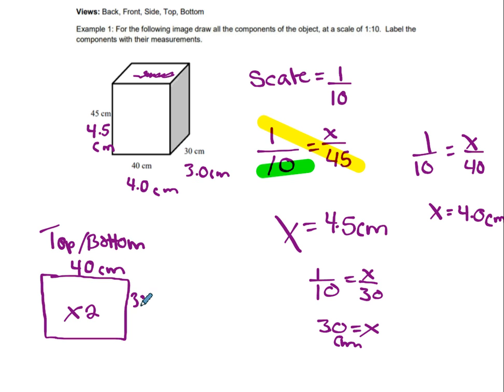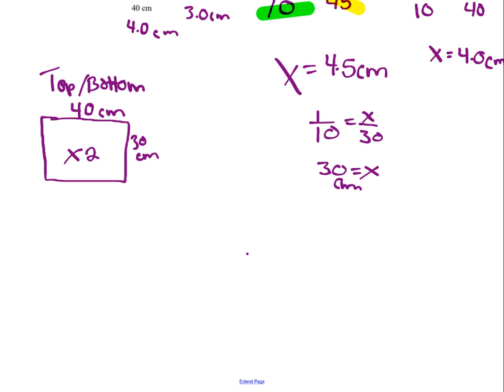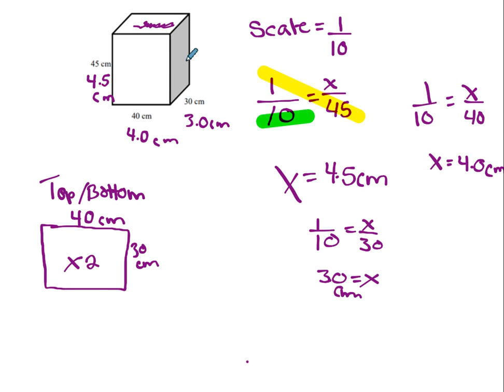This will be labeled as 30 centimeters. You don't have to put the times 2 in. I just like to do it just as an extra reminder that there is 2 of them. Now we're going to do our side view. And when we're dealing with our side view, that's this one right here. So it's 30 by 45.